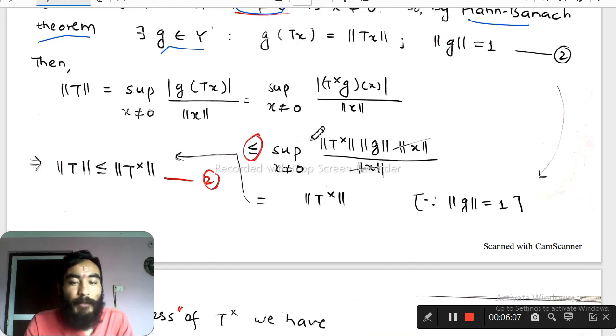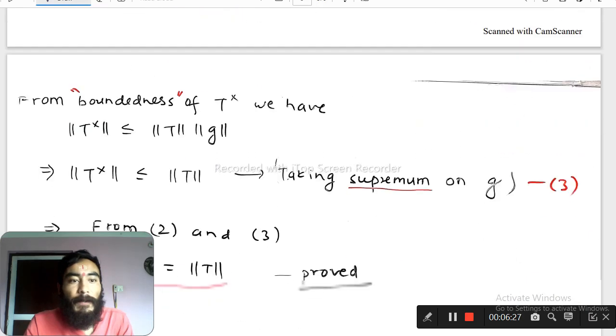Then we apply the property of norm, which gives norm of T star, norm of g, norm of x upon norm of x. After simplification, since norm of g equals 1, we get the norm of T star. This shows the norm of T is less than or equal to the norm of T star. That means the norm of T star is greater than or equal to the norm of T.